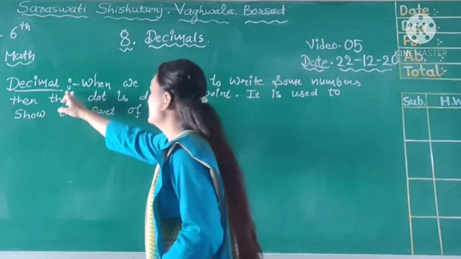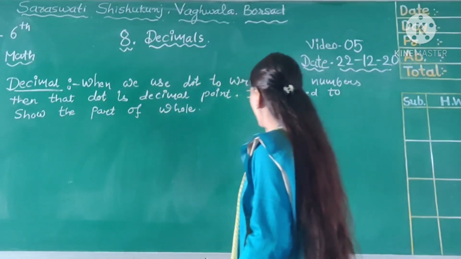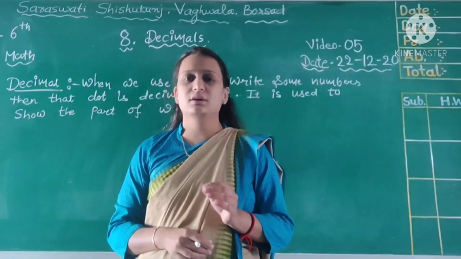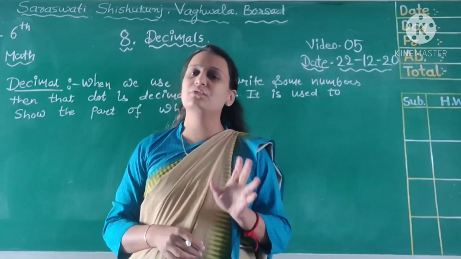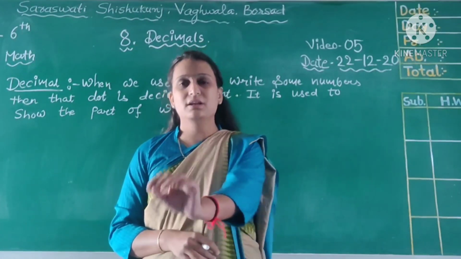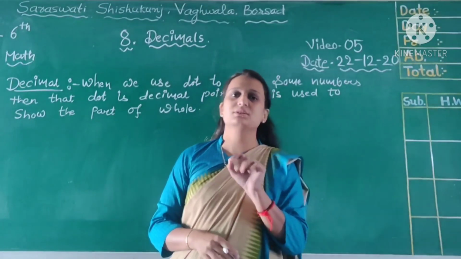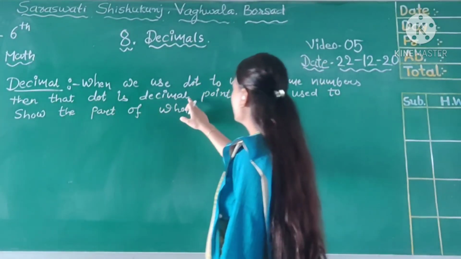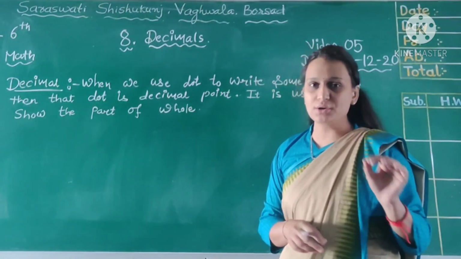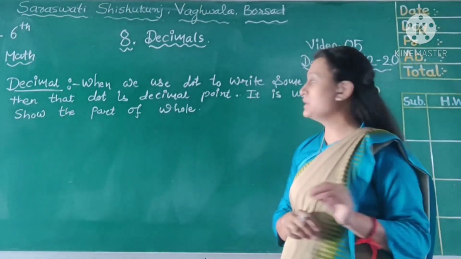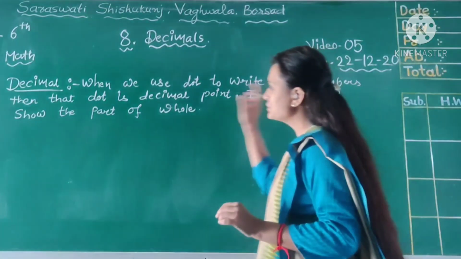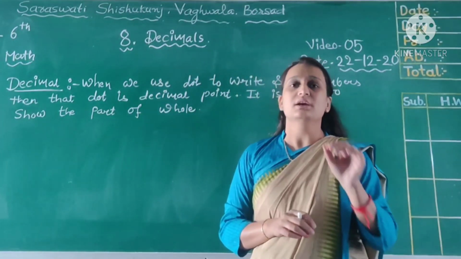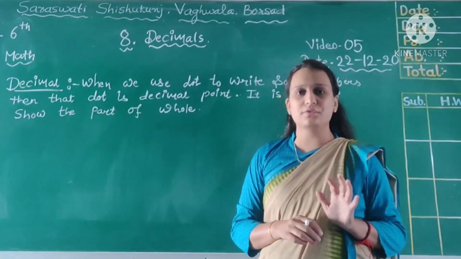Decimal is when we use a dot to write some numbers. Means we simply write a number like 7345, but whenever we use one dot in between the numbers, that dot is the decimal point. That dot is known as the decimal point. It is used to show the part of a whole. Decimal is generally the part of a whole.